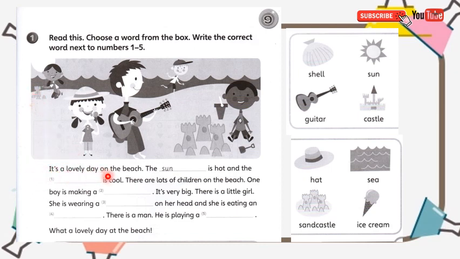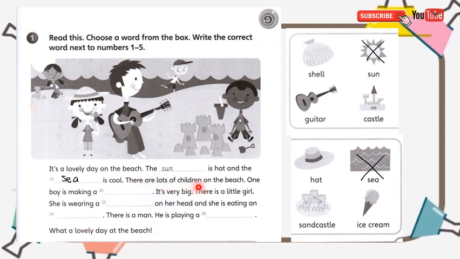It's a lovely day on the beach. The sun is hot and the what? And the sea is cool. You already used the word sun, just cross the answer. Then you can write sea here. The sun is hot and the sea is cool. So cross the answer C because you already used it.